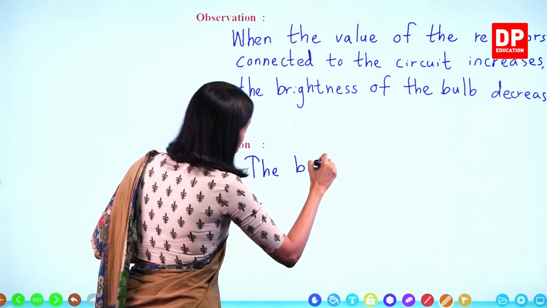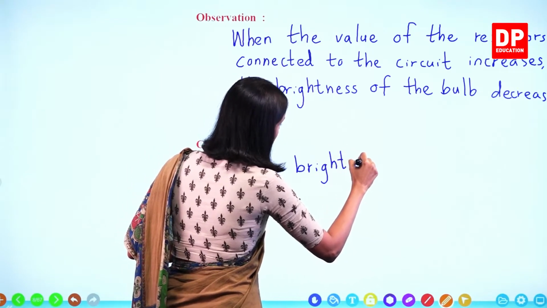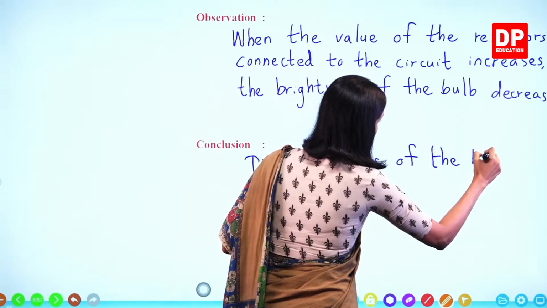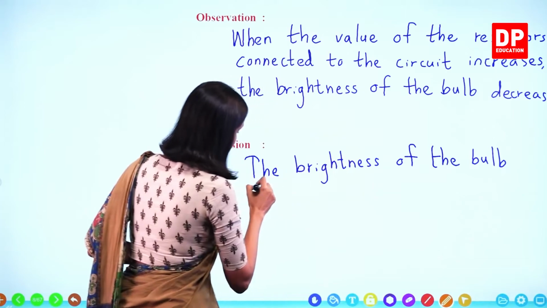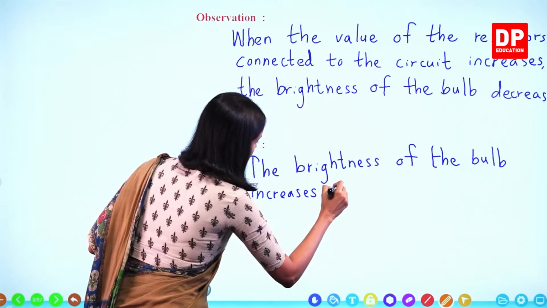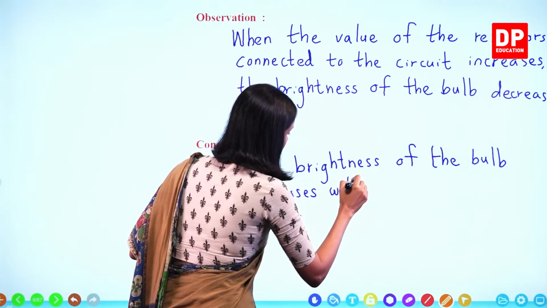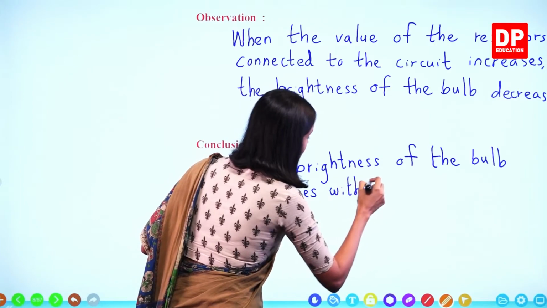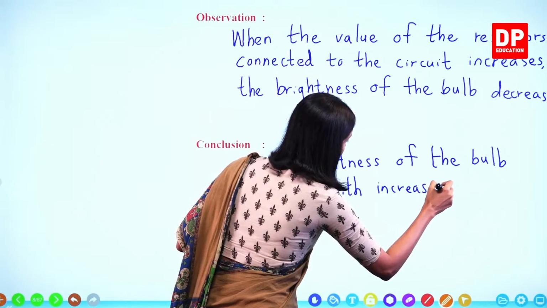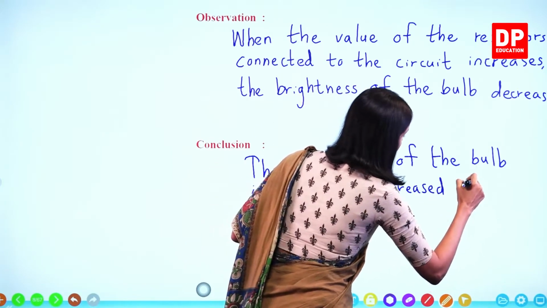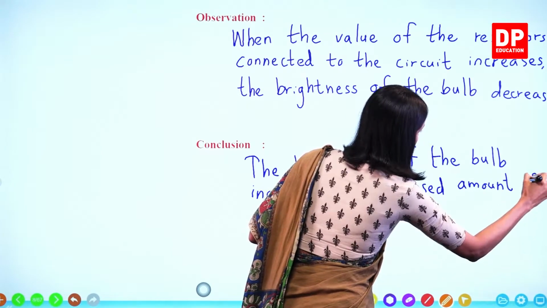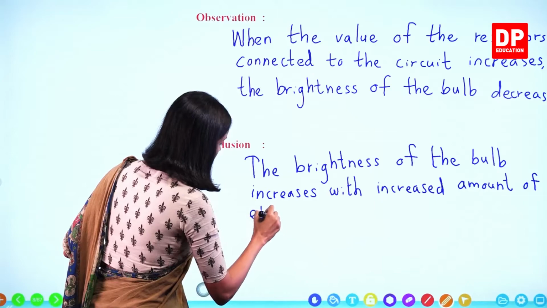The brightness of the bulb increases with increased amount of electric current flowing through it.